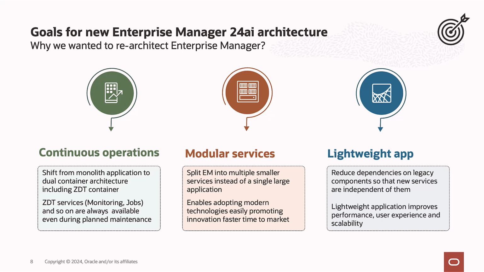The third goal is all about making a lightweight application. Finally, we aim to streamline the system by reducing dependencies on legacy components. So this new lightweight architecture means our services can operate independently, which boosts performance, enhances user experience, and supports greater scalability as our needs evolve.